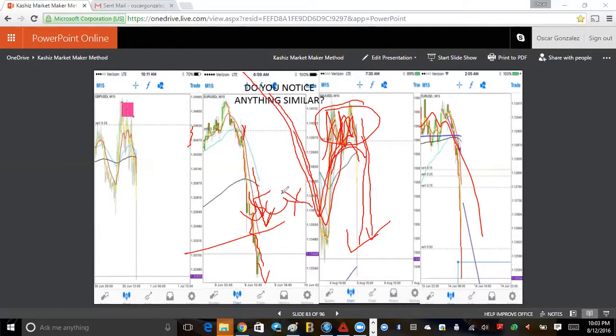So this is how you start adding all these elements together to help you out in your trades when you want to hold trades for longer, okay? Okay, guys?